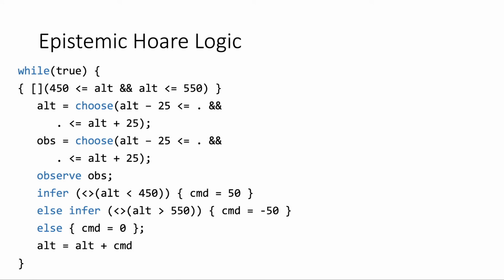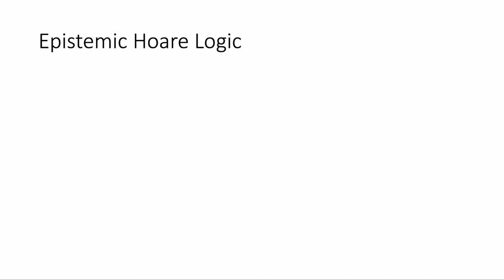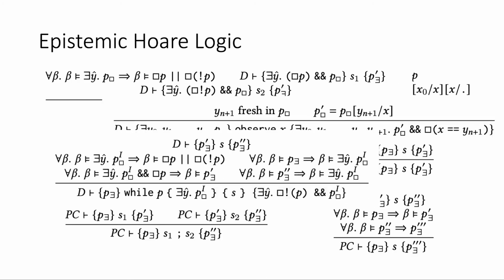So in the drone example, the key property that we need to show is that the loop body preserves its loop invariant, which is the correctness condition. So this means that if we start off in a belief state that satisfies the correctness condition and execute the loop body, we should end up in a belief state that also satisfies the correctness condition. How can we show this? Well, we should use the rules of epistemic Hoare logic.